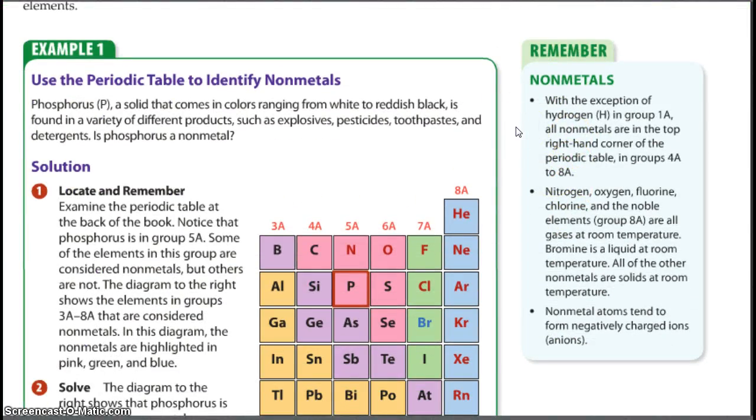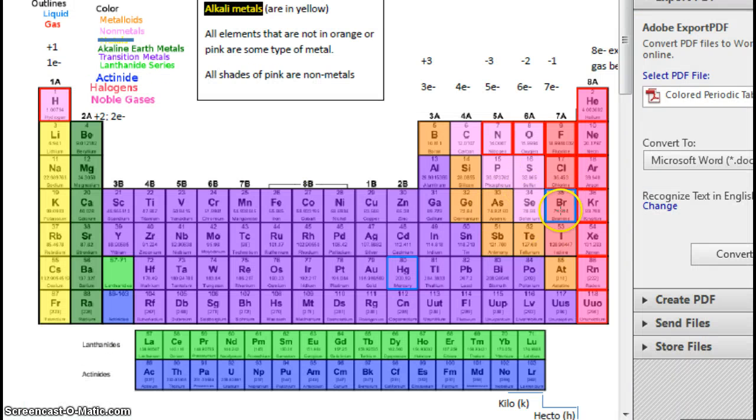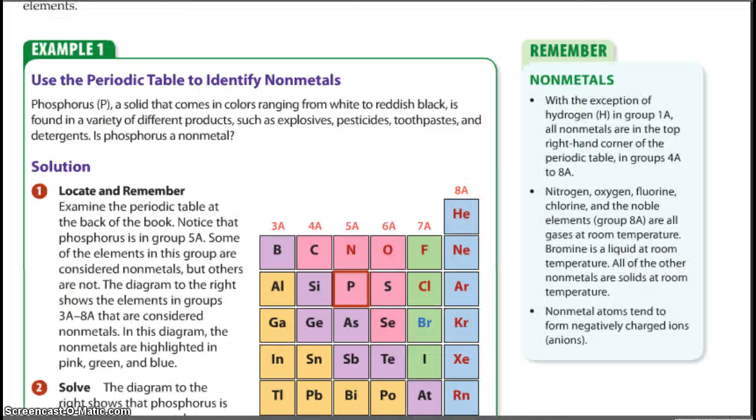Remember, with the exception of hydrogen H in group 1A, all nonmetals are in the top right-hand corner of the periodic table in groups 4A to 8A. Nitrogen, oxygen, fluorine, chlorine, and the noble gases, group 8A, are all gases at room temperature. Bromine is a liquid at room temperature, and all other nonmetals are solid at room temperature. Again, you don't need to memorize that. It's on your periodic table. Bromine is outlined in blue to show that it's liquid, and these are outlined in red to show that they are gases. The rest, of course, are solid at room temperature.